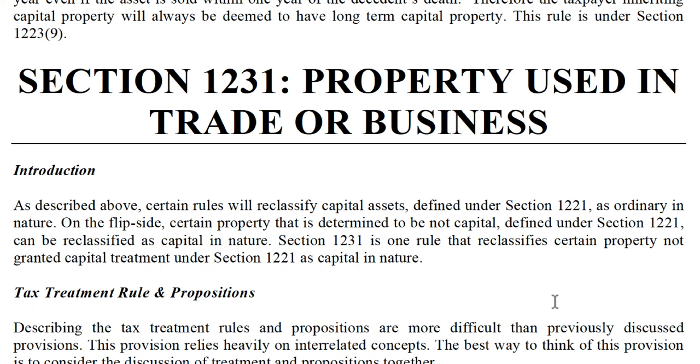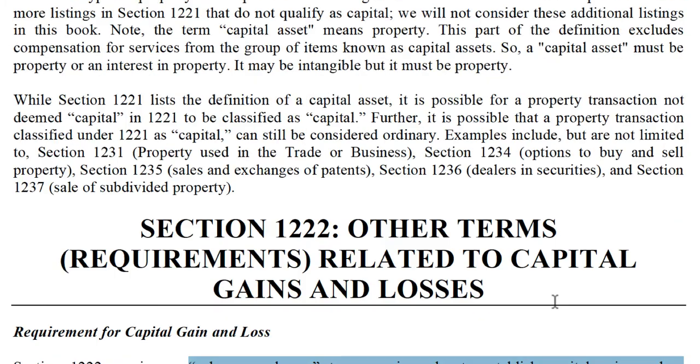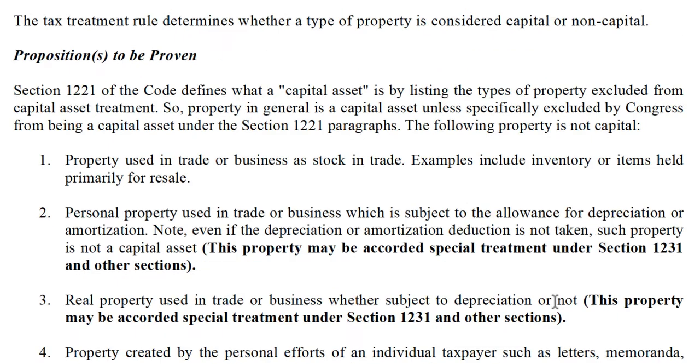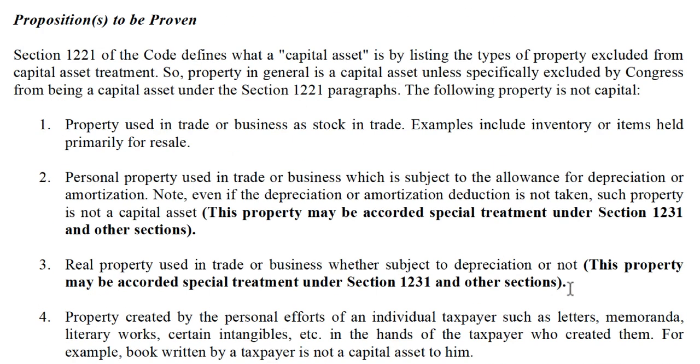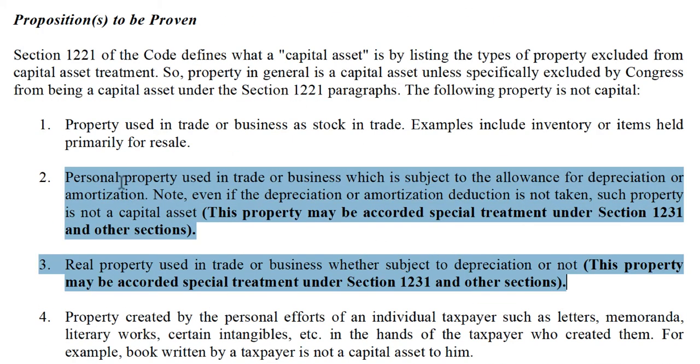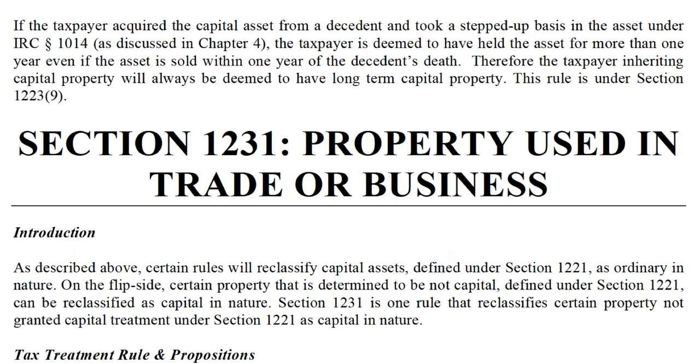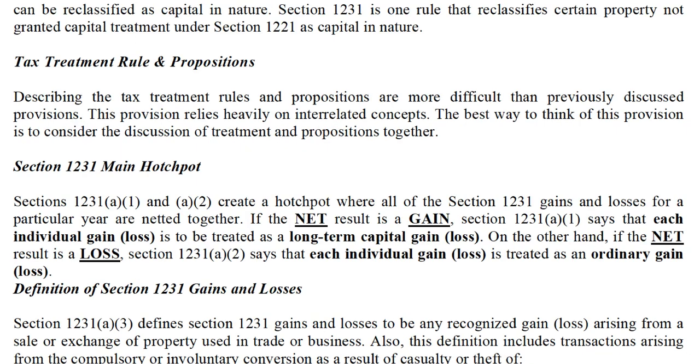Because 1231, going back to 1221, is number 2 and number 3 on our list. Personal property used in trade or business, that's subject to depreciation and amortization, and then real property used in trade or business. Any, doesn't have to be depreciable, so it can be land. It has to be held for more than a year. More than a year. And basically, if you have that, you have 1231.